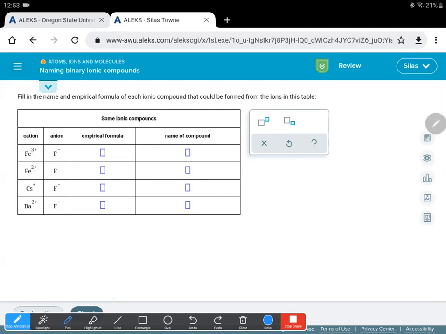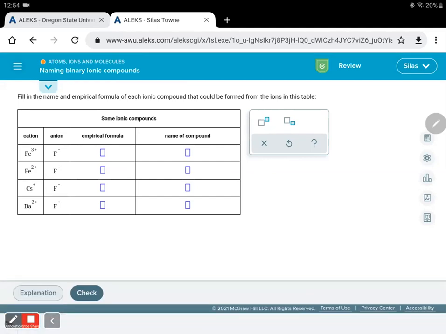So in this first example, we have 3 pluses. And so we're going to need 3 minuses. And the way to do that is to use 3 Fs. So let's try that. So I'm going to write Fe and then F3.